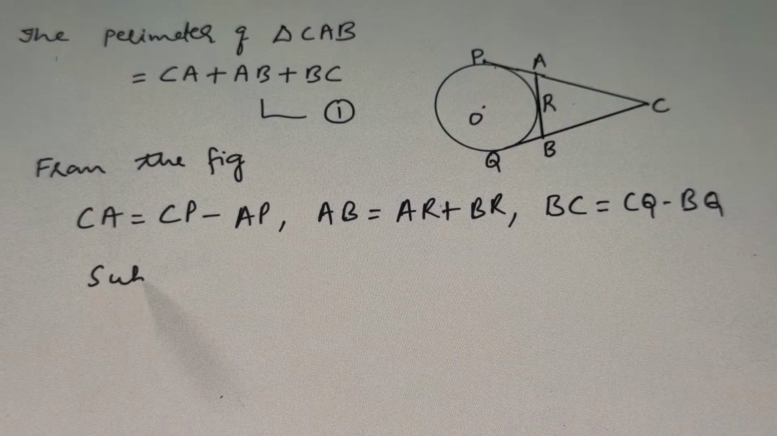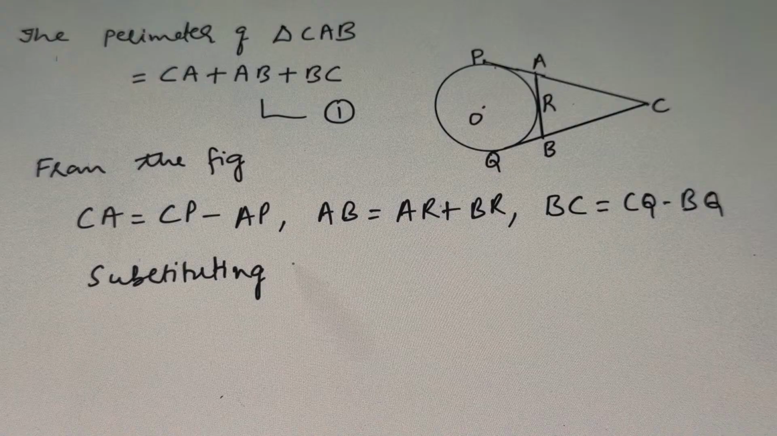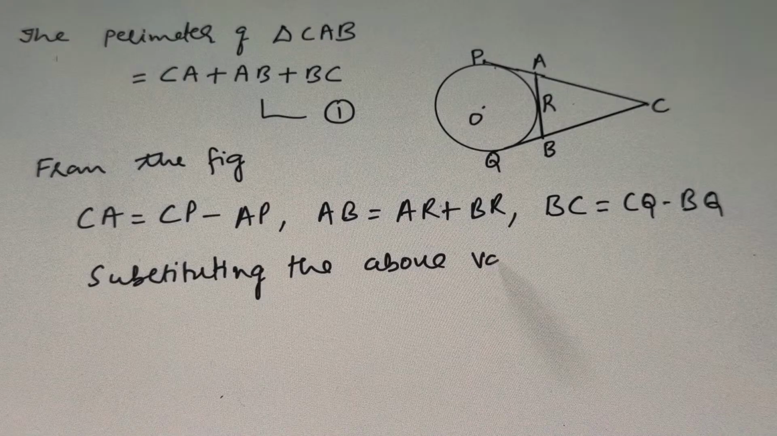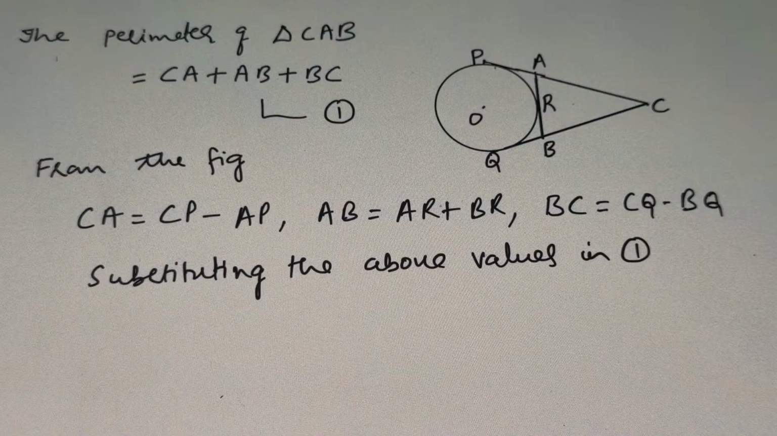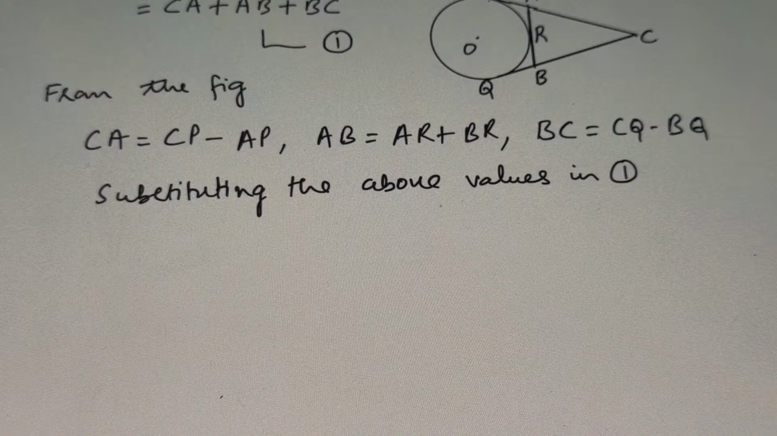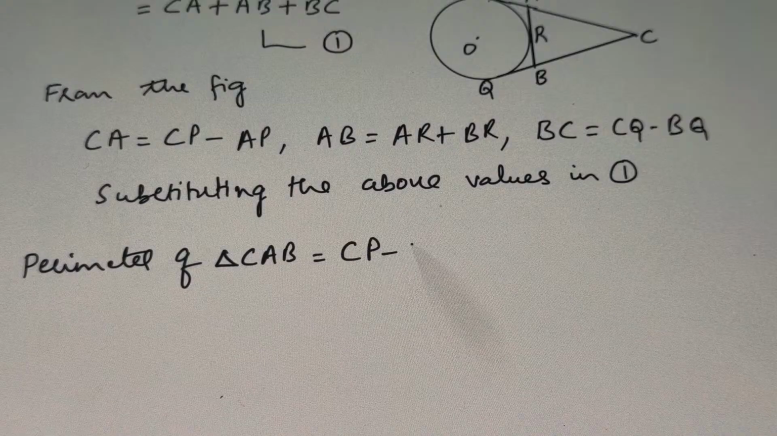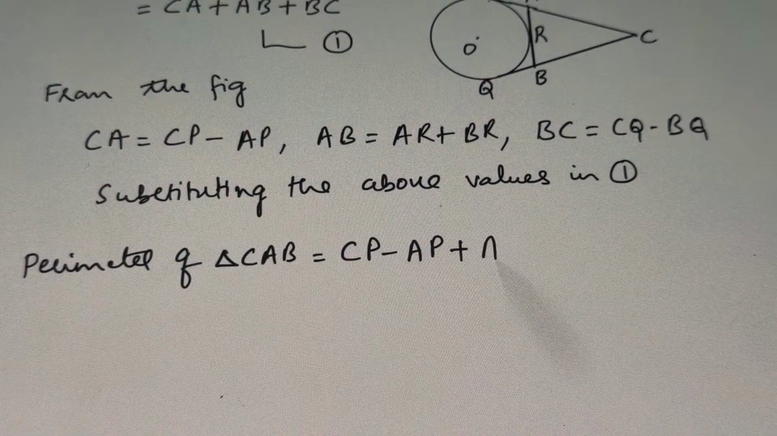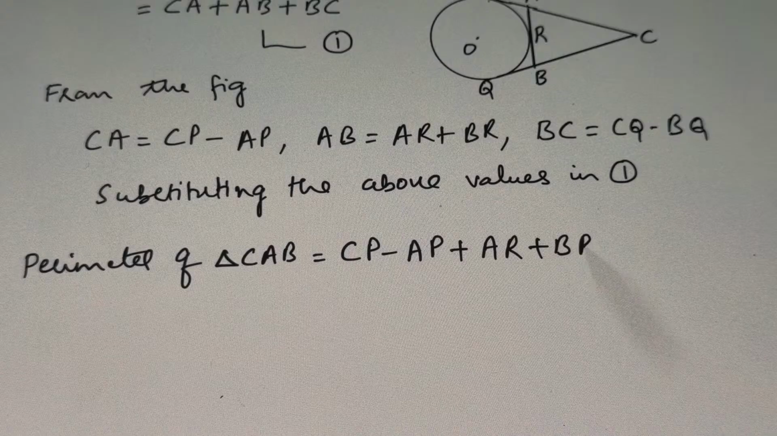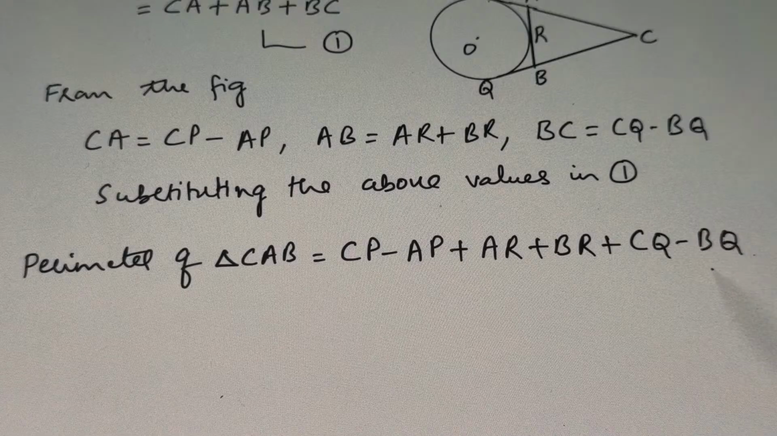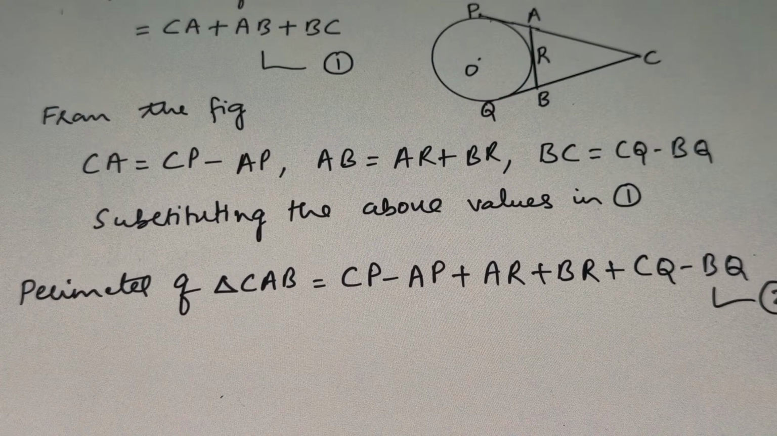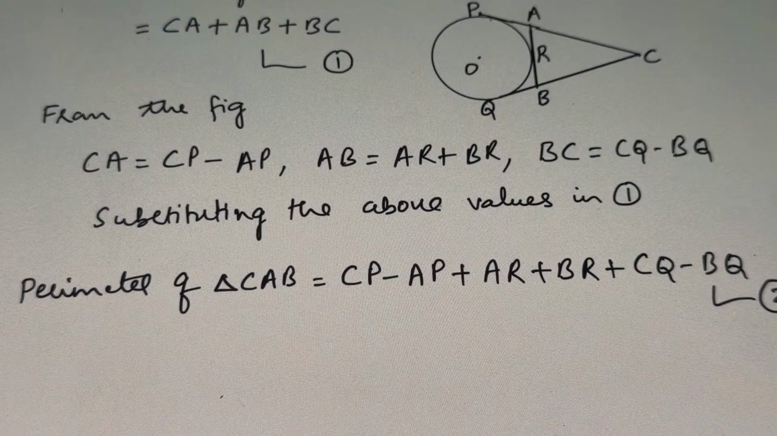Now substituting the above values in equation 1, we have perimeter of triangle CAB is equal to CP minus AP plus AR plus BR plus CQ minus BQ. Let this be equation 2.